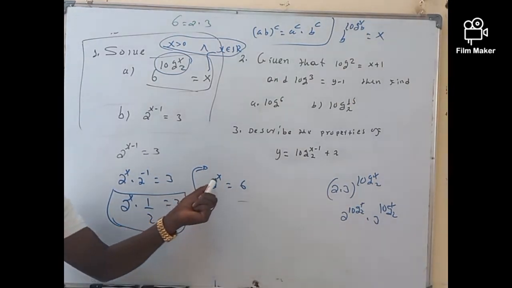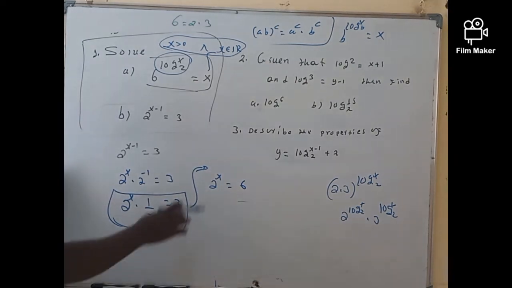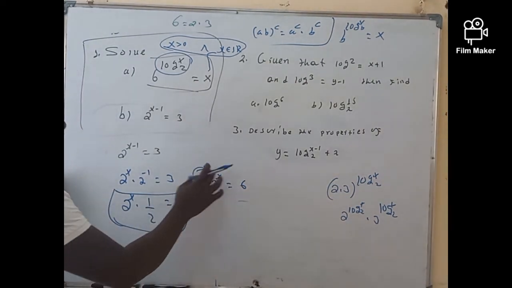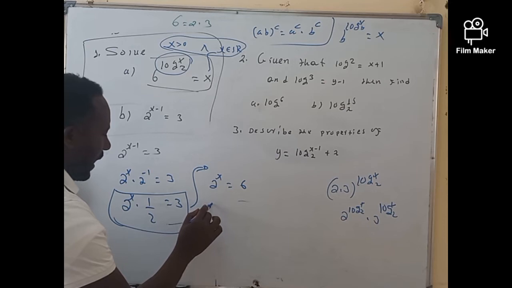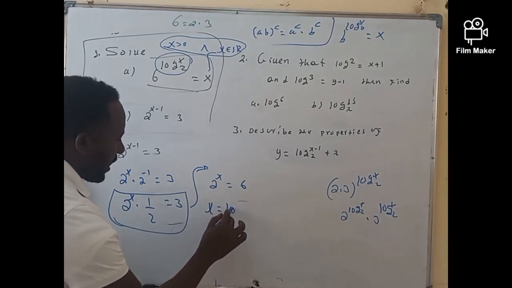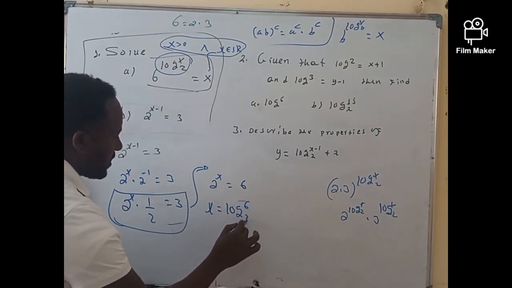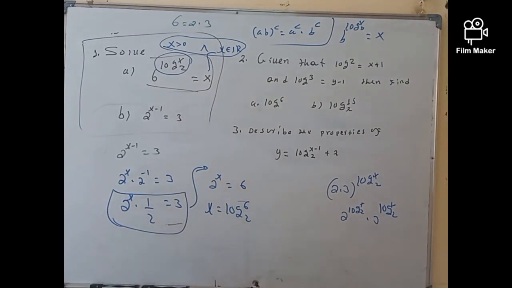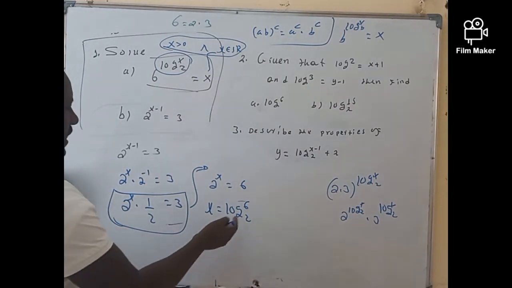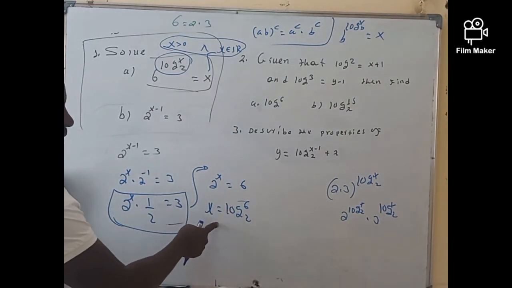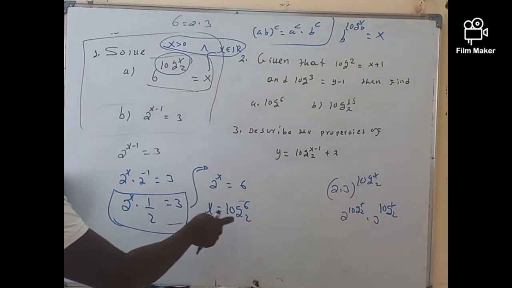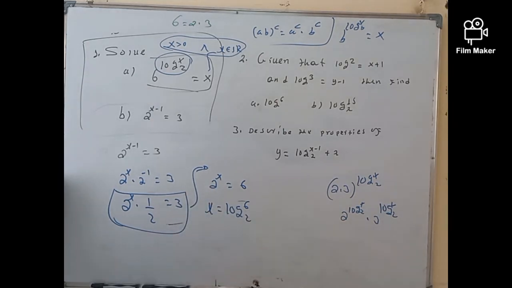Then, how are we going to determine the value for x? The value for x is going to be x is the logarithm of 6 to the base 2. This is the reason x will be the logarithm of 6 to the base 2. So the value for x is going to be this one.